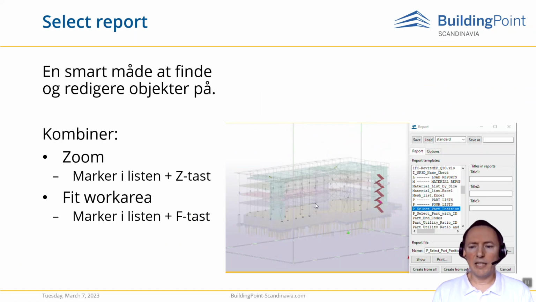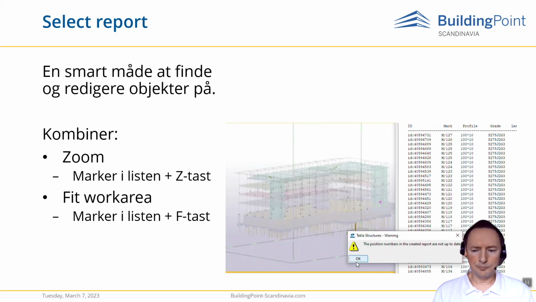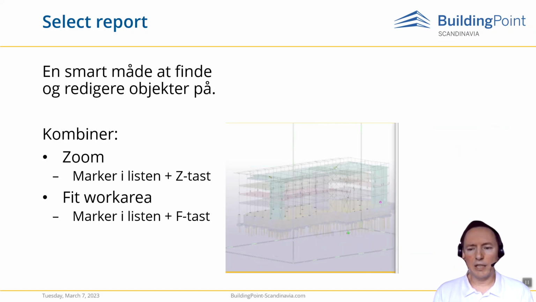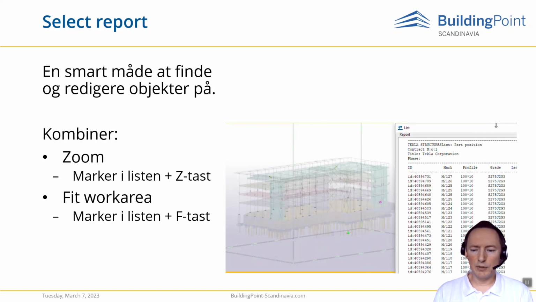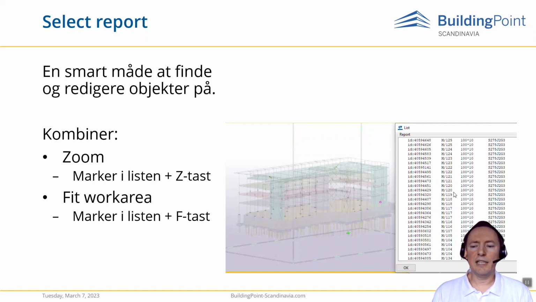First I create my list. I do it from the report, and I do it from all my model objects. Then I get a report. This report here, I just make a little bit smaller so it can be on the screen. And now I have the possibility to select things in this report, and it will highlight in the model.